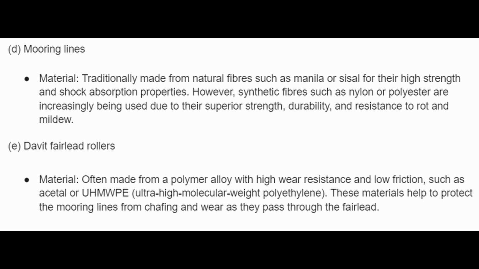Davit fairlead rollers, quite often made from a polymer alloy with high wear resistance and low friction, such as acetal or UHMWPE, ultra high molecular weight polyethylene. These materials help to protect the mooring lines from chafing and wear as they pass through the fairlead.